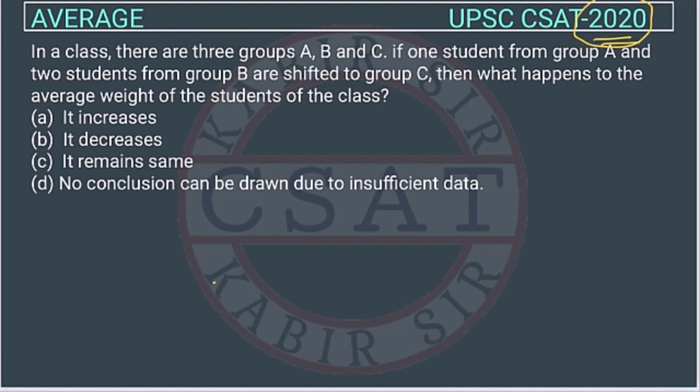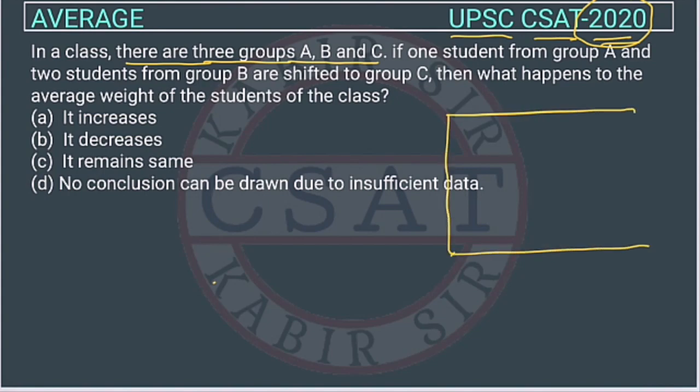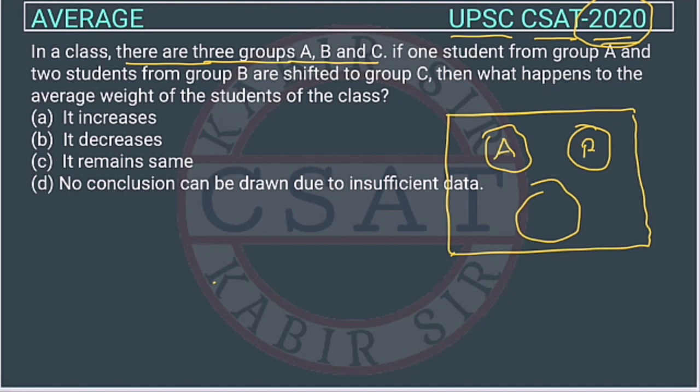This is a question of average asked in UPSC CSAT exam 2020. Right. So in a class, there are three groups A, B, and C. So there is a class, right? Suppose this is a class. Okay. And there are three groups A, B, and C.